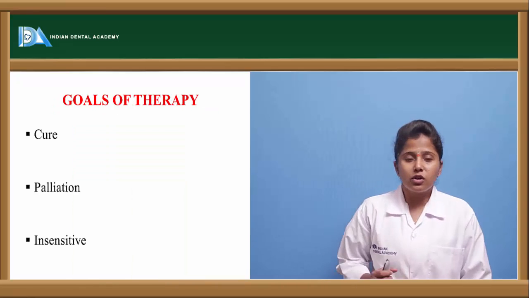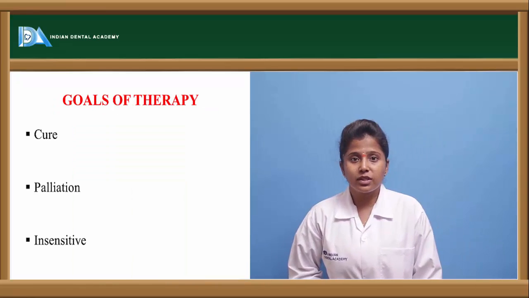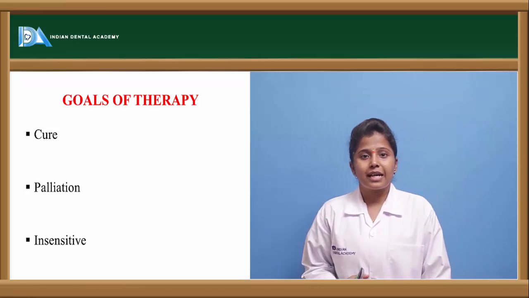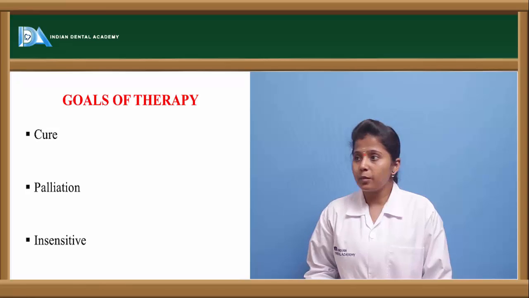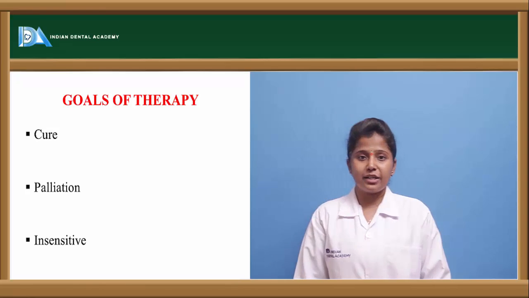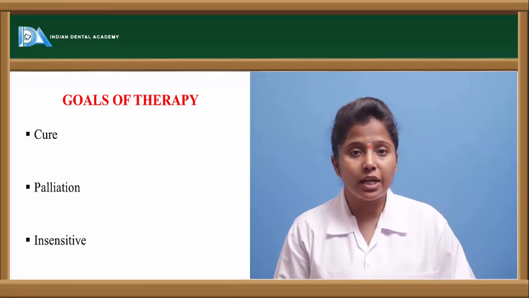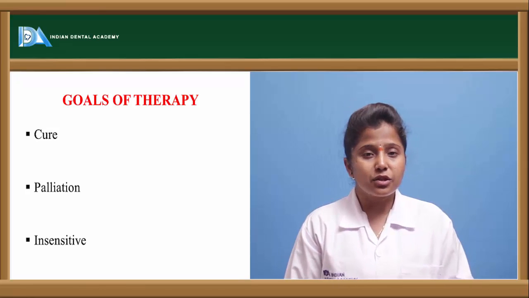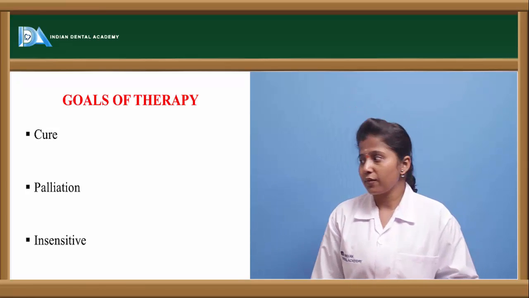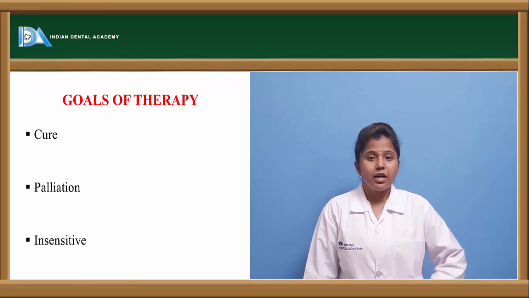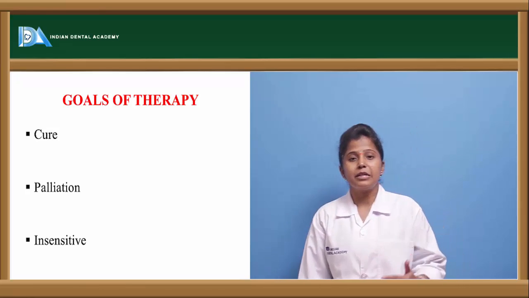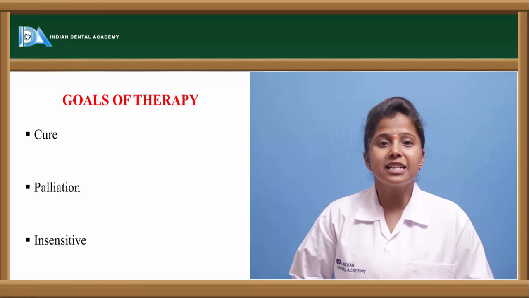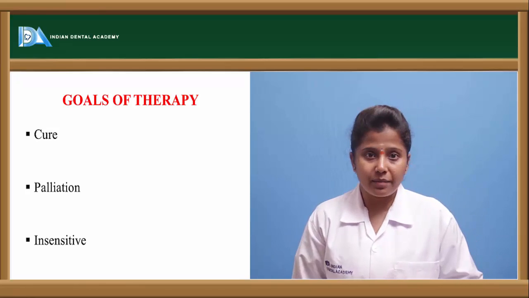So what are the goals of the therapy? The ultimate goal of the therapy is to cure. The cancer, or else we can say the tumor cells, should be cured and removed out of the body. The other one is palliation. Palliation is nothing but the shrinkage of the tumors. So the tumors are shrunk and thereby removed out of the body.